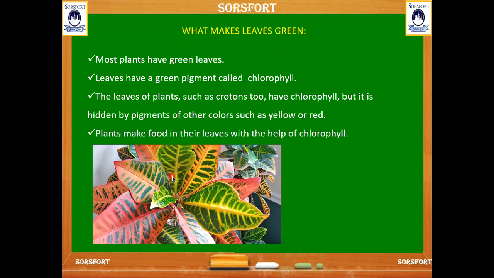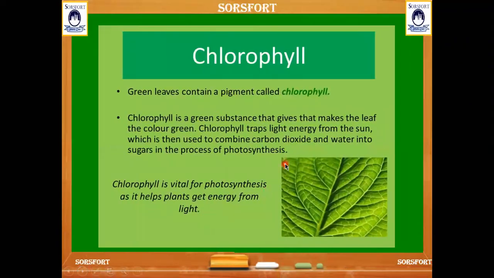Why does it appear red and yellow? Even this plant has chlorophyll, but that is hidden by the pigments of other colors like red and yellow. The plant makes food in its leaves with the help of chlorophyll. What is chlorophyll? It is a green pigment present in the leaf which gives color to the leaf and which also helps in trapping light energy from the sun, which is used to combine carbon dioxide and water into sugar in the process of photosynthesis, or making food.